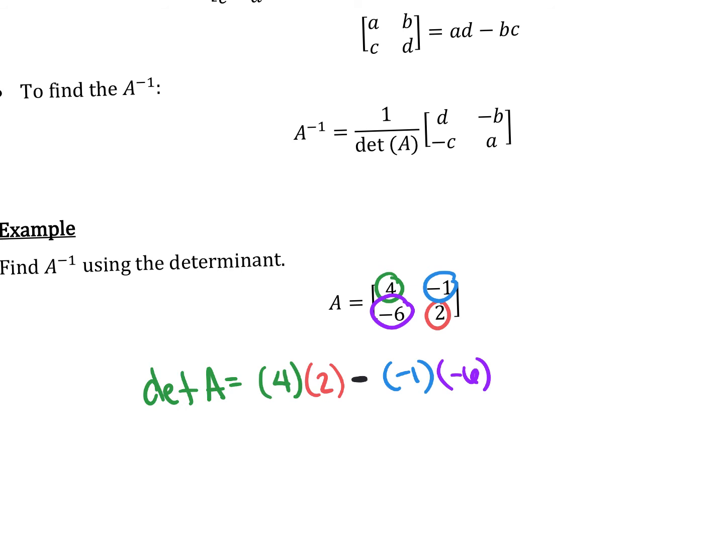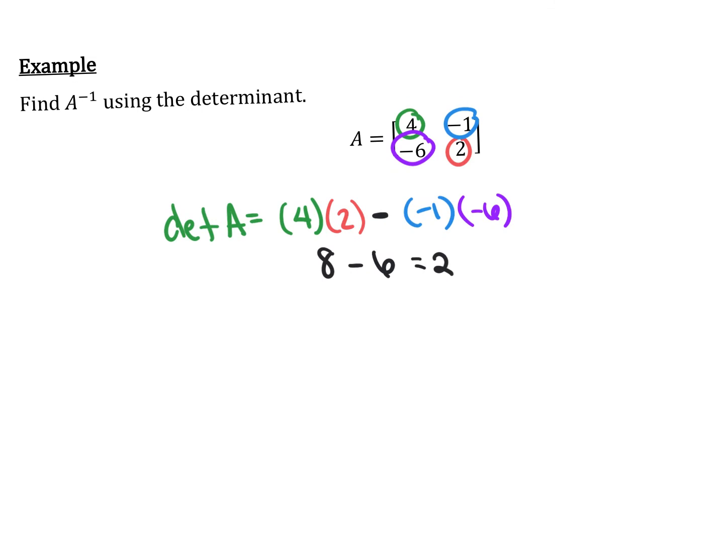So when we do that, we get 4 times 2 is a positive 8 minus negative times a negative is positive, then you have a negative sitting right here, so you're going to be subtracting a negative 6, and the determinant is just 2. Once we know the determinant, we can find A inverse. This is equal to, you do 1 over the determinant, 1 over 2.